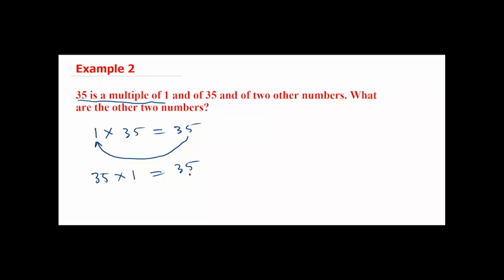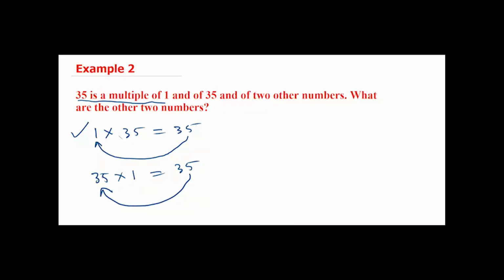So that means 35 is also a multiple of 35. So that is the meaning. Okay, so here if you want to get multiples of 1, it will be 1 times 1, 1 times 2, so up to 1 times 35, so you get 35. That means the 35th multiple of 1 is 35.